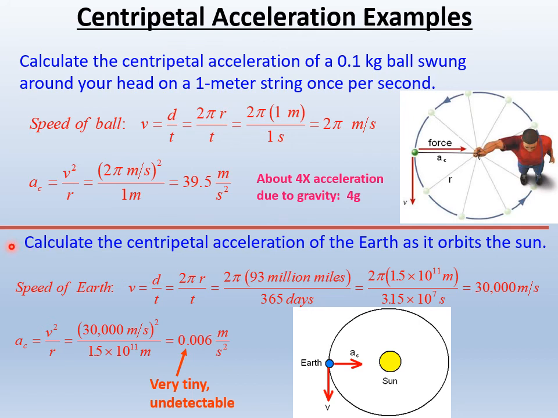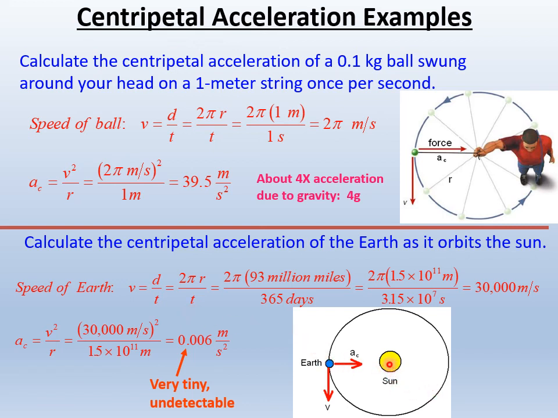Now let's do a different one. Let's calculate the centripetal acceleration of the Earth as it orbits the Sun. Okay, so again, we're going to do the same thing. We're going to use centripetal acceleration is v squared over r. So we need to find the speed of the Earth. So the speed of the Earth, again, is equal to the circumference of the circle, basically of Earth's orbit, divided by the time. So this picture helps explain the situation.